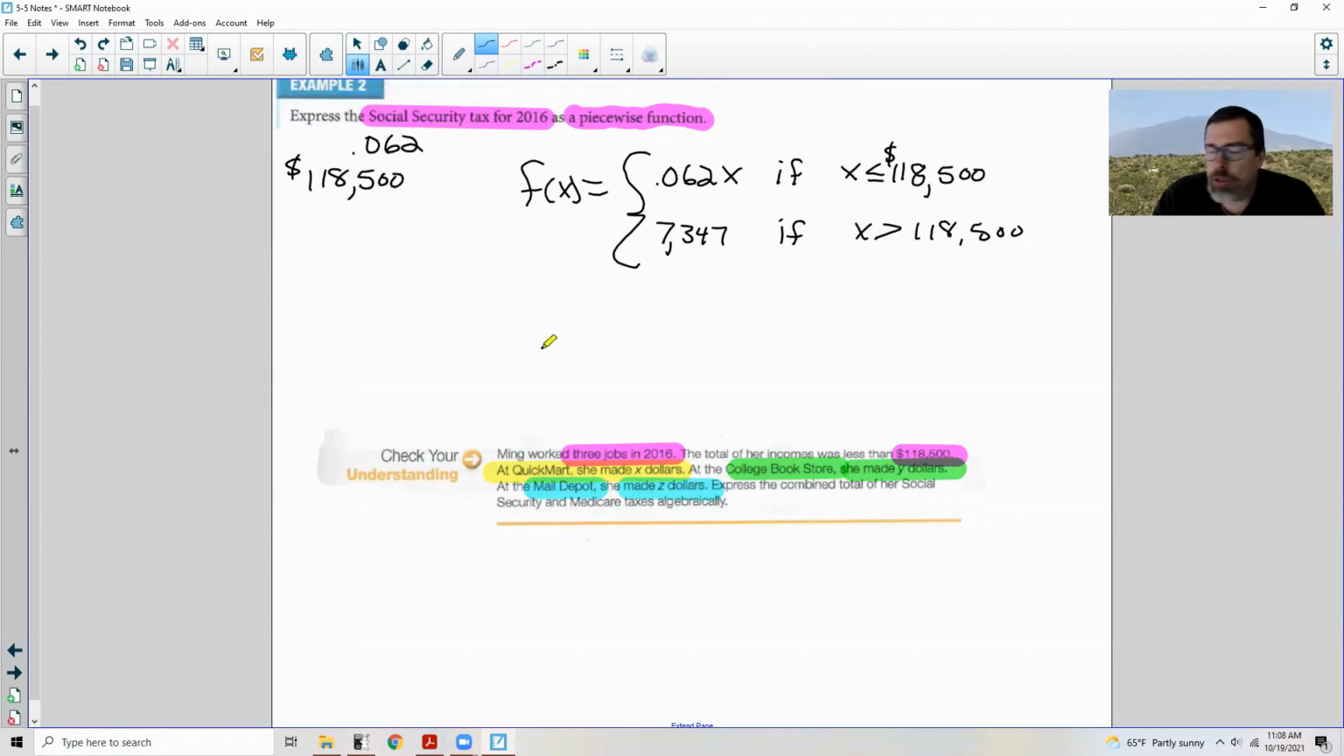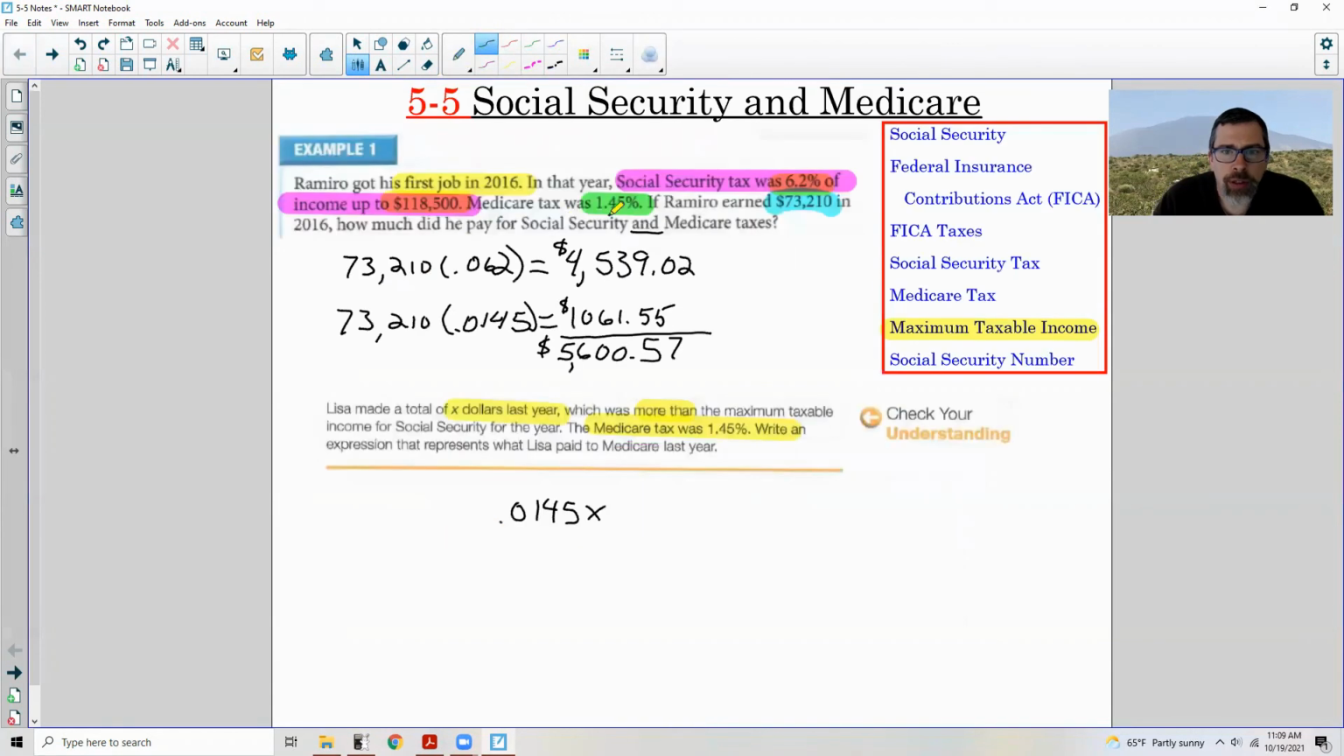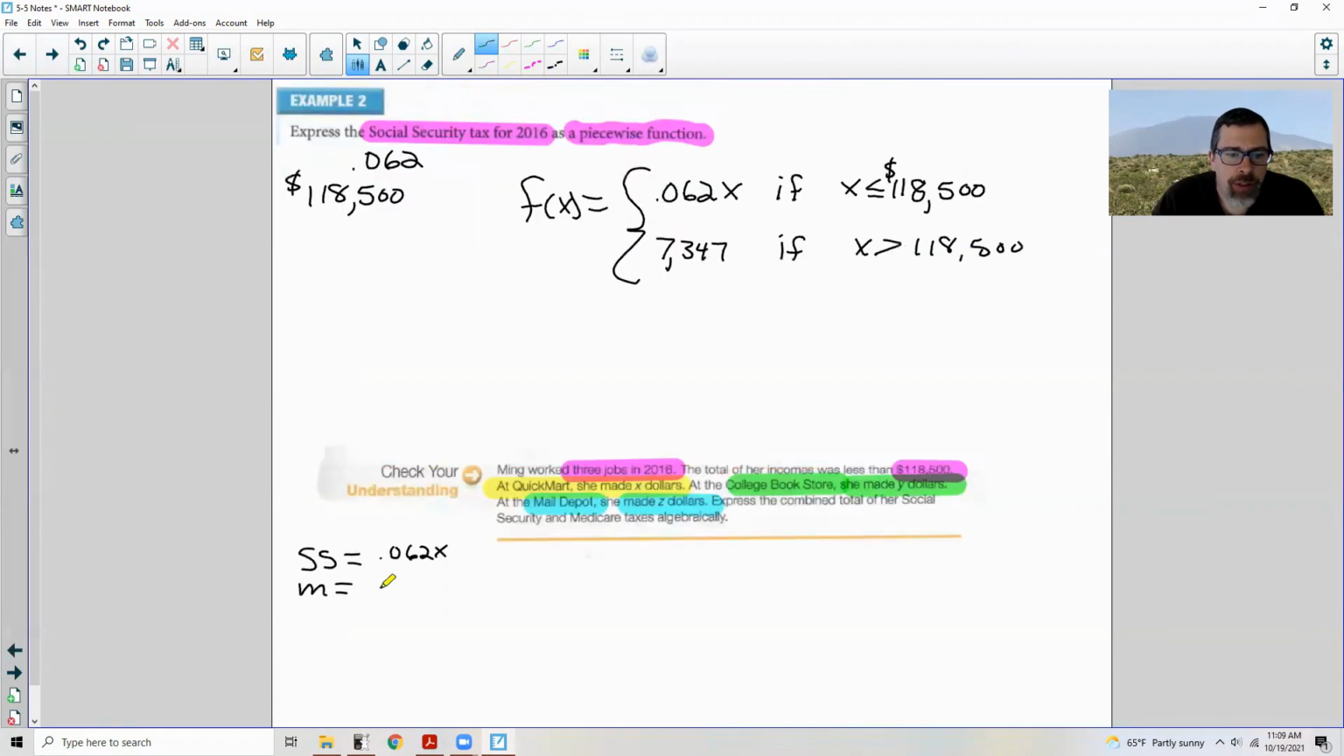Okay. So Social Security is 0.062 of how much you make. Medicare, if I go back to number 1, is 1.45%. So that's 0.0145 of how much you make. So if X is what she made at Quick Mart and Y is what she made at the bookstore and Z is what she made at the Mail Depot, and her total was less than 118,500, then she's going to pay these two values in.